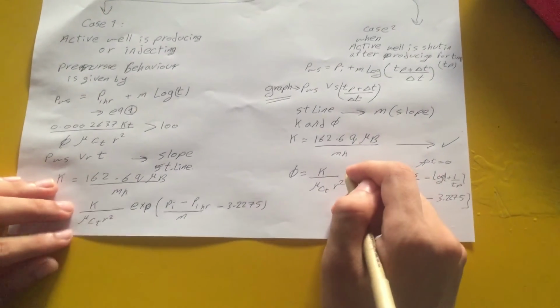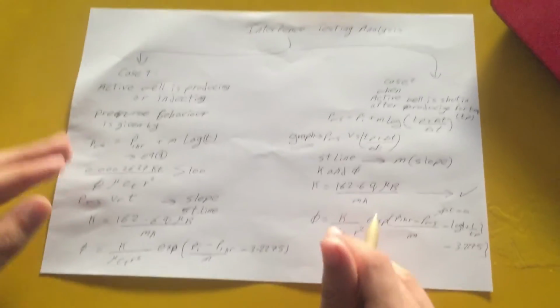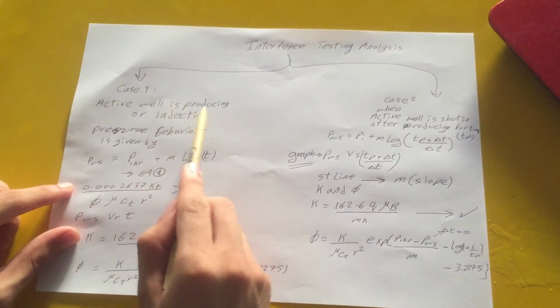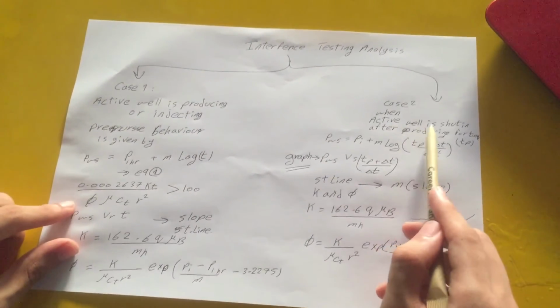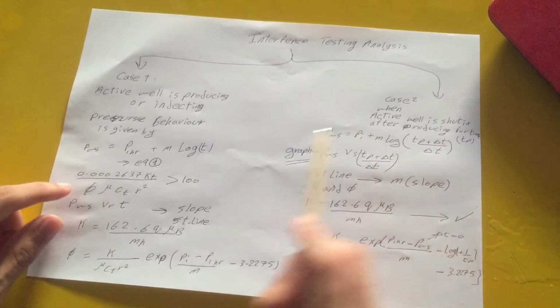Okay, so here are the two cases that I explained to you. In case one, the active well is producing or injecting, and in the other case, the active well is shut in after producing for a time.